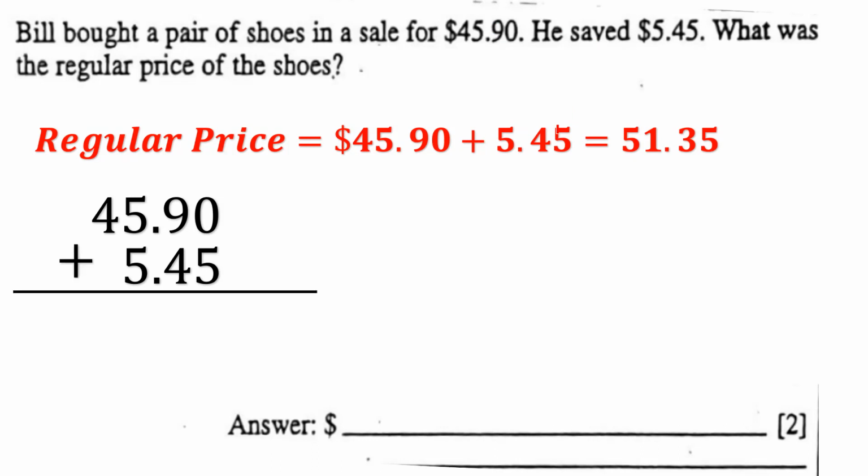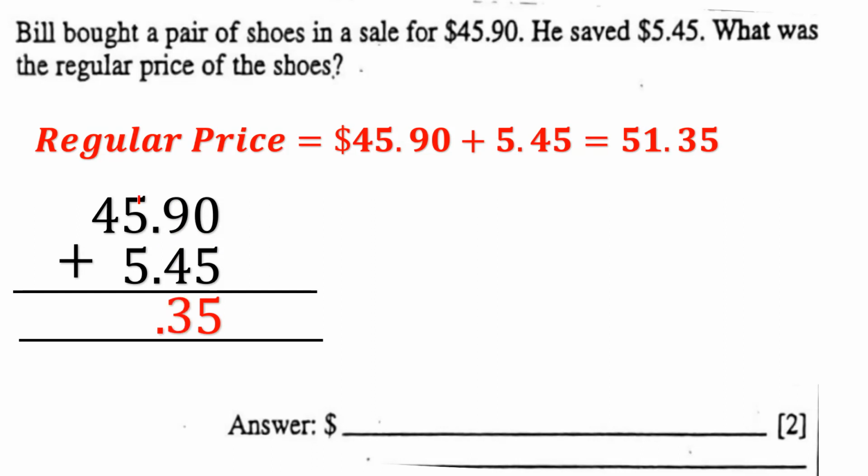And so let's begin with the ones column. Sorry, this is not the ones column. This is actually the hundredths column. So we have 0 plus 5, and 0 plus 5 is definitely 5. And then we have 9 plus 4. What is 9 plus 4? 9, 10, 11, 12, 13. So it's going to be 13. We put the 3 down and we put the 1 above.